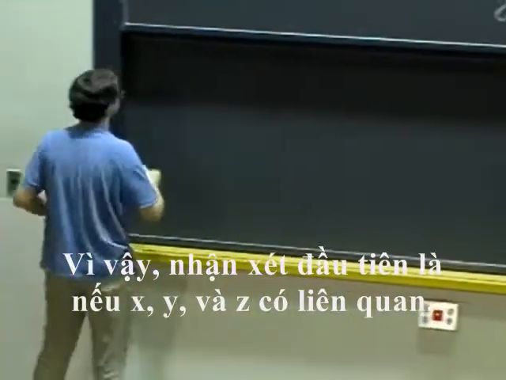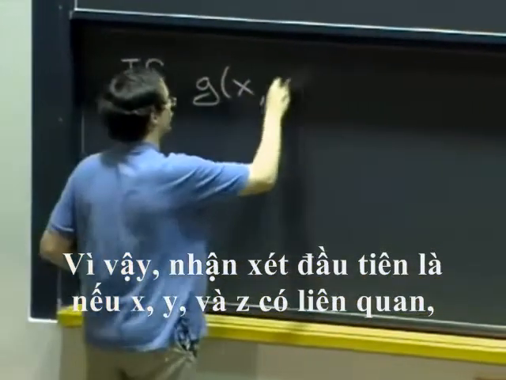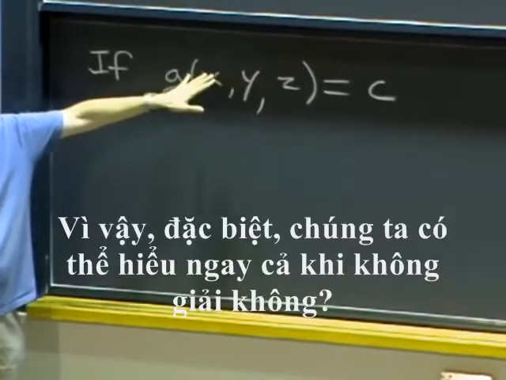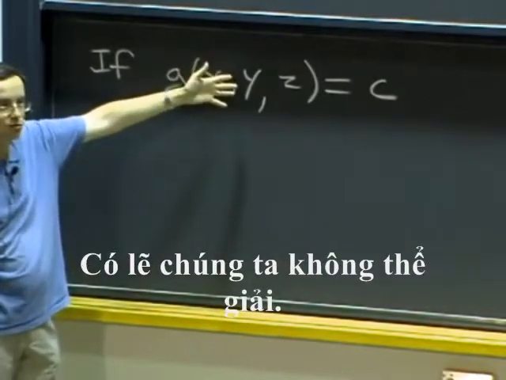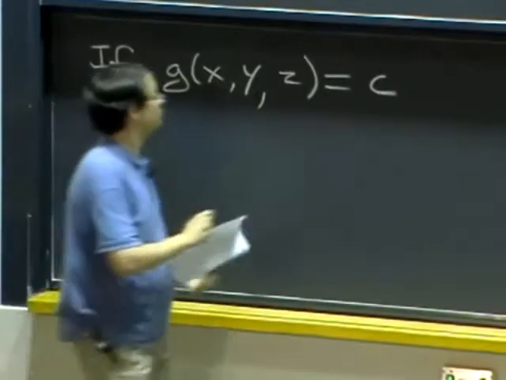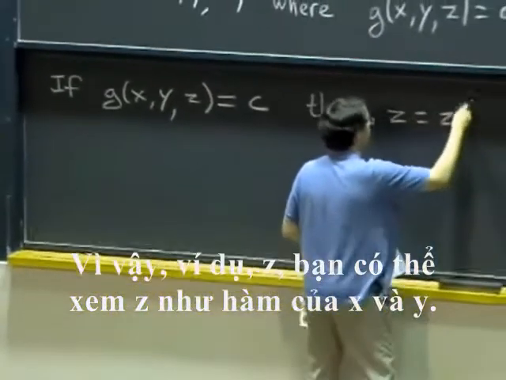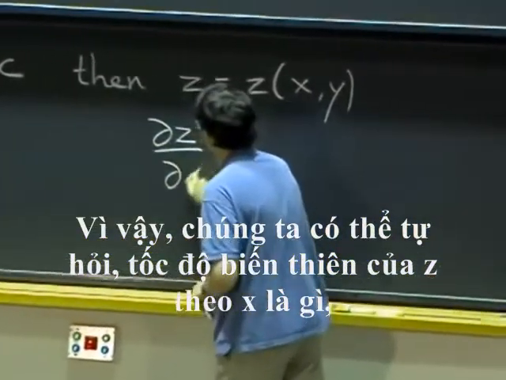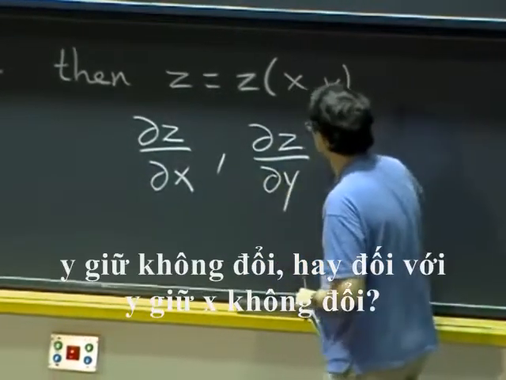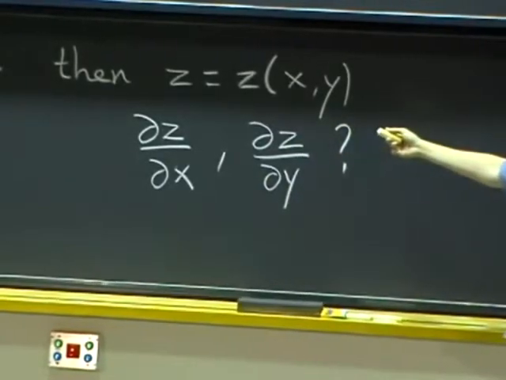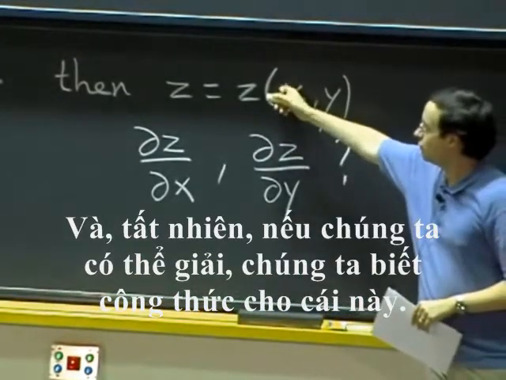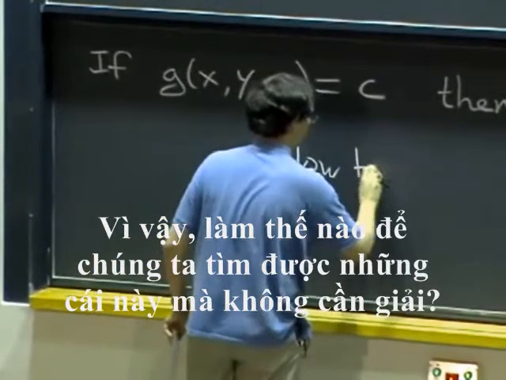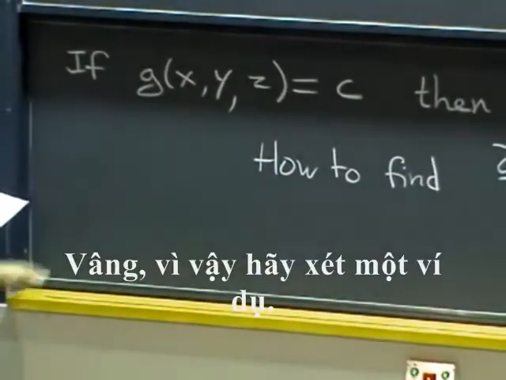So the first observation is that, if x, y, and z are related, then that means, in principle, we could solve for one of them and express it as a function of the two others. So, in particular, can we understand, even without solving, maybe we cannot solve, can we understand how the variables are related to each other? So, for example, you can think of z as a function of x and y. So, we can ask ourselves, what are the rates of change of z with respect to x keeping y constant, or with respect to y keeping x constant? And of course, if we can solve, then we know a formula for this, and then we can compute these guys. But what if we can't solve? So how do we find these things without solving? Well, so let's do an example.